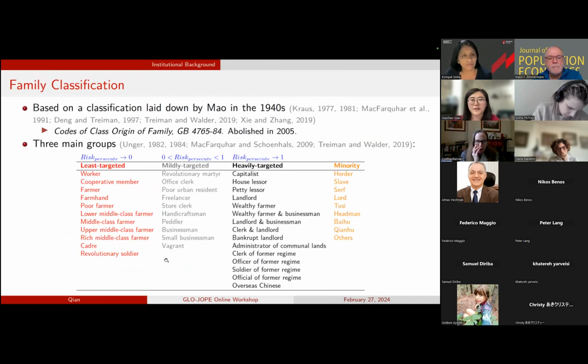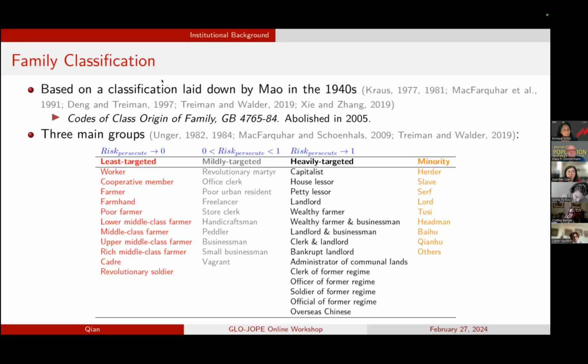Yeah, that's a very great question. I didn't get enough time to clarify this. Basically, the list of the classes here comes from the official codes, which was not abolished until some years after, in 2000. So it's coming from the official codes.